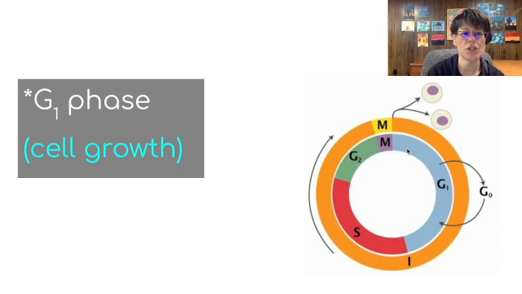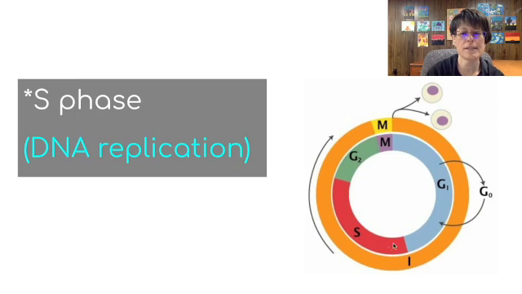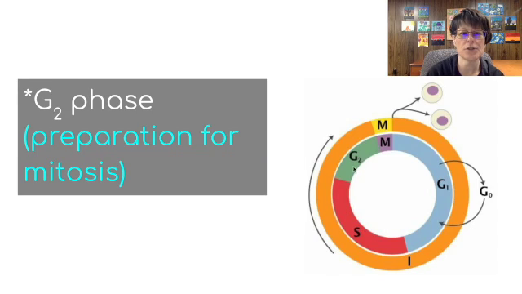It contains the G1 phase, which G stands for gap. And this is where cell growth takes place. There is the S phase, standing for synthesis, where there is DNA replication. So the DNA makes copies of itself. Now, at this point, the DNA is still not visible. And there is the G2 phase. This is where the cell prepares the materials it will need for mitosis.